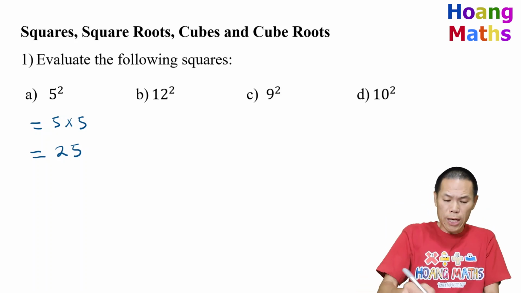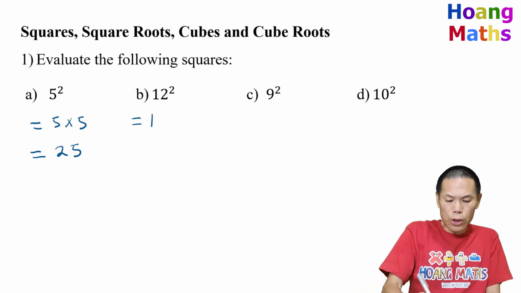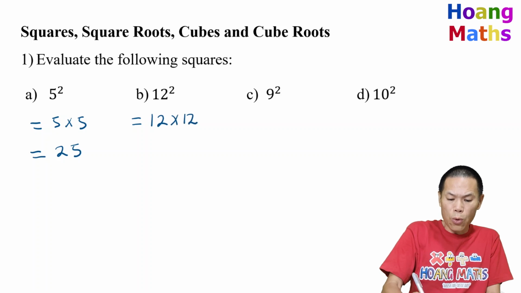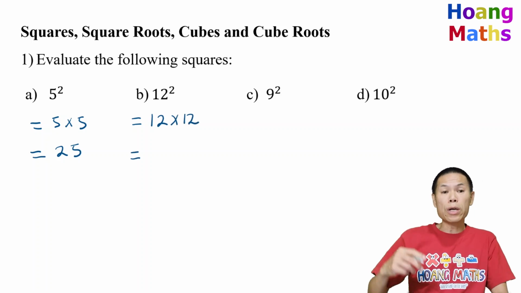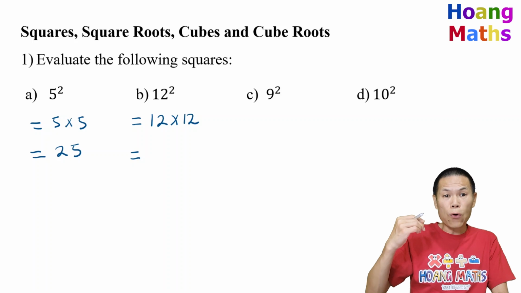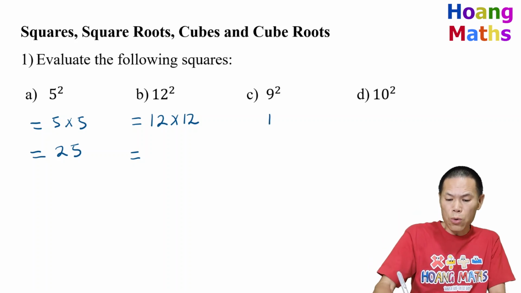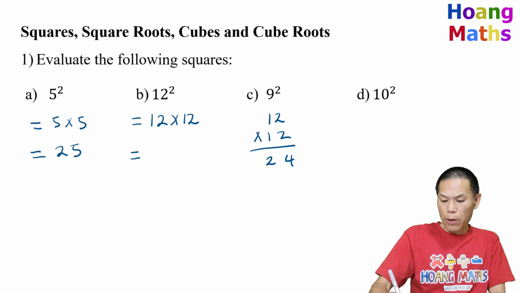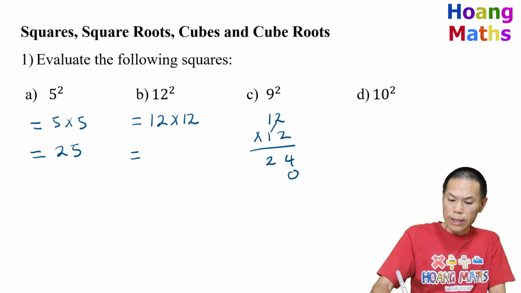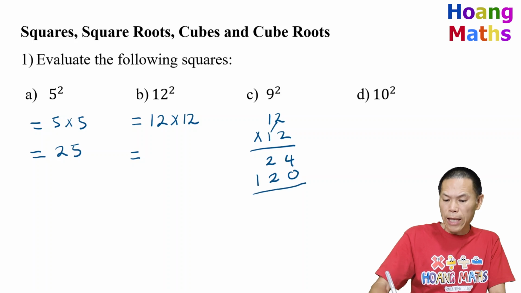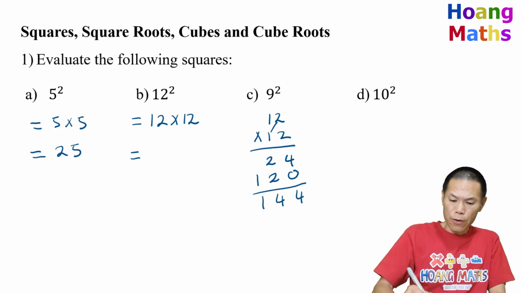So 12 squared is equal to 12 times 12. 12 times 12 is 144. Otherwise, we can work it out slowly. 2 times 2 is 4. 2 times 1 is 2. And then we put a 0 here. 1 times 2 is 2. 1 times 1 is 1. We add them up: 4, 4, 1. 144.